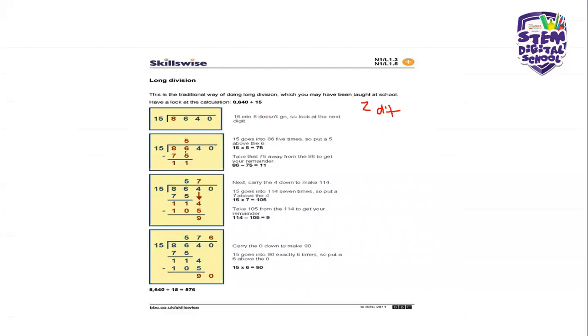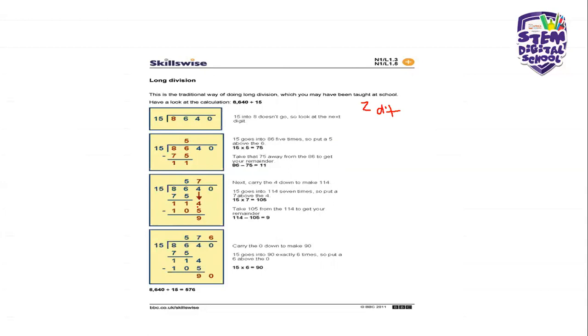15 into 86 goes how many times? Is 86 a multiple of 15? No. What is the closest one? 75. How many times does 15 go into 75? 5 times. 5 times 15 is what? 75. 86 minus 75 is what? 11. I bring down the 4. Then I've got 15 into 114.